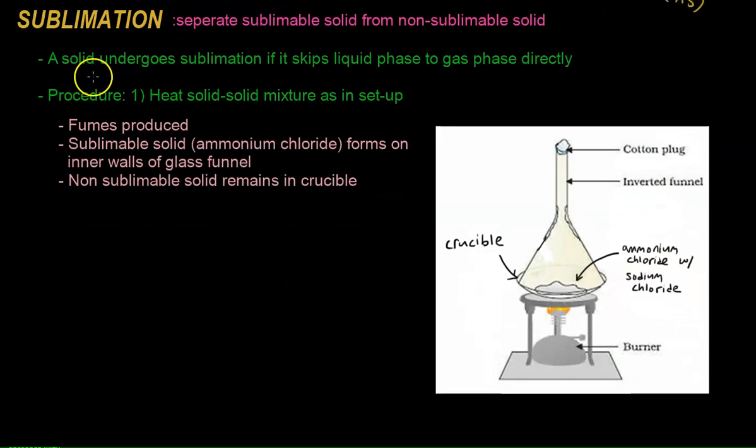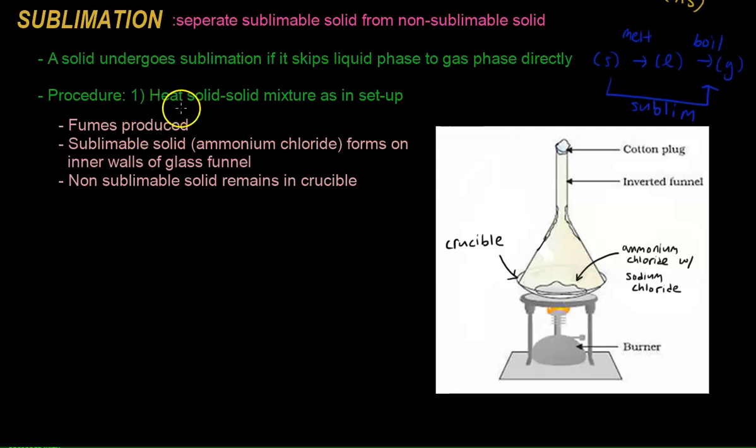Basically, a solid undergoes sublimation if it skips the liquid phase and goes to the gas phase directly. We know that from a solid, we have to go to liquid, then gas, because this is melting and this is boiling. But some solids like ammonium chloride don't follow this flow. They just go directly like that, and this is sublimation. This is the idea behind it: it jumps through the liquid phase and goes to the gas phase directly.